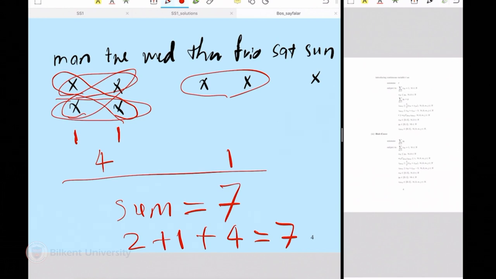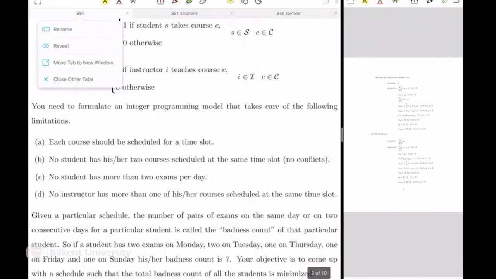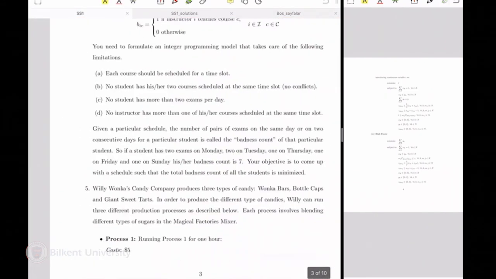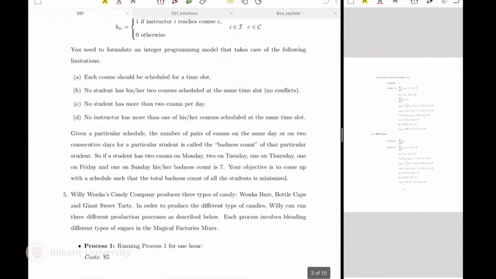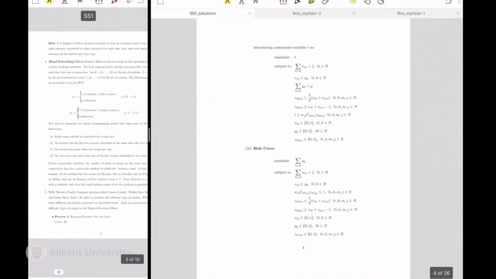So knowing this fact, I want to solve this.